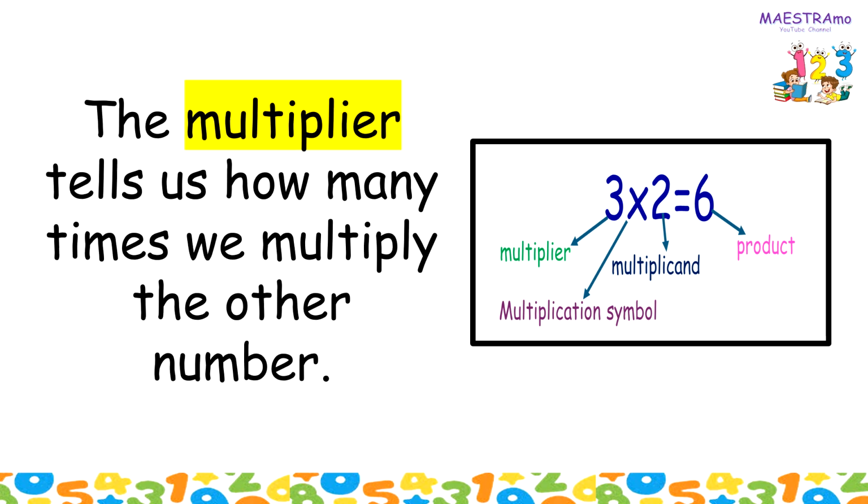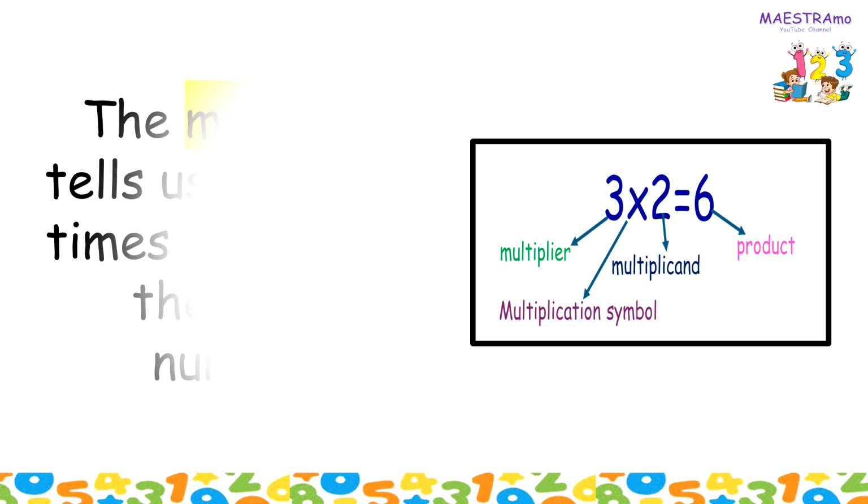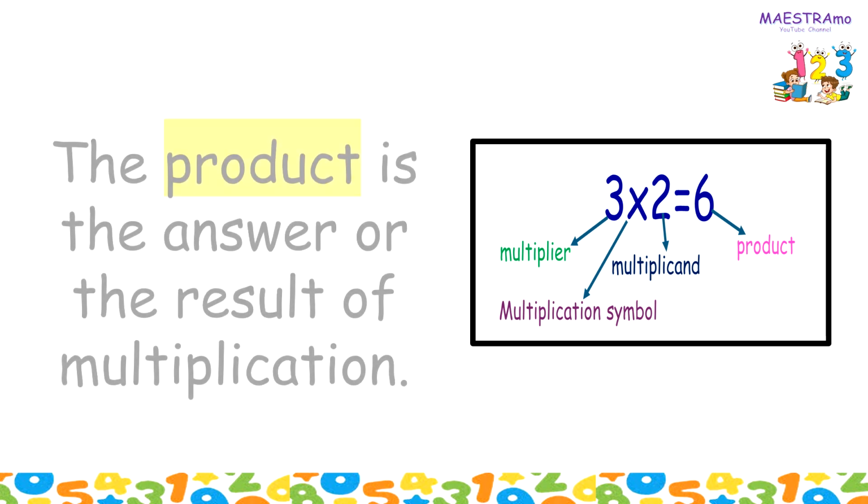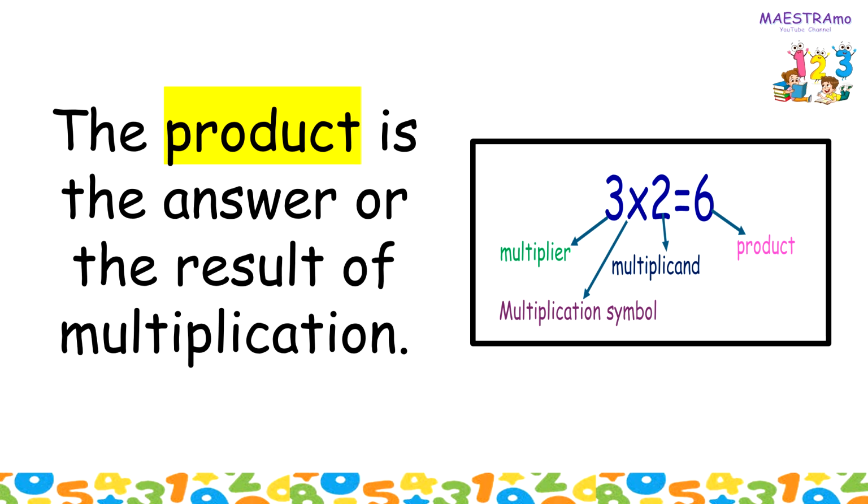The multiplier tells us how many times we multiply the other number. The multiplicand is the number that is being multiplied. The product is the answer or the result of multiplication.